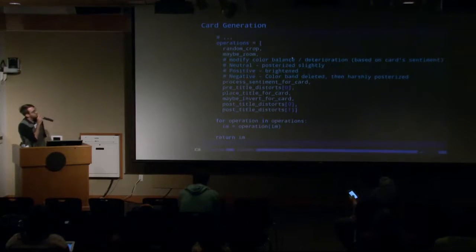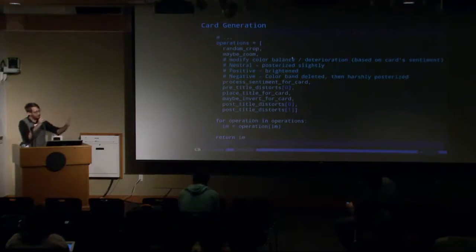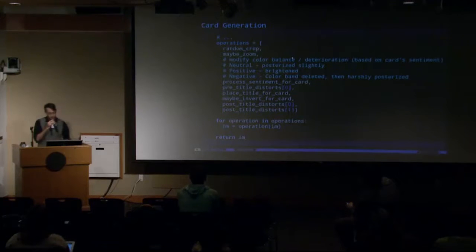So the order that we go in, we first randomly crop the image. So we crop a card-shaped hole and take that and make a new image out of it. We potentially zoom into it to make it kind of pixelated because I like that effect. There's a random chance that it might not do that. And then we modify the image based on the sentiment of the card. So if it's neutral, we posterize it ever so slightly.